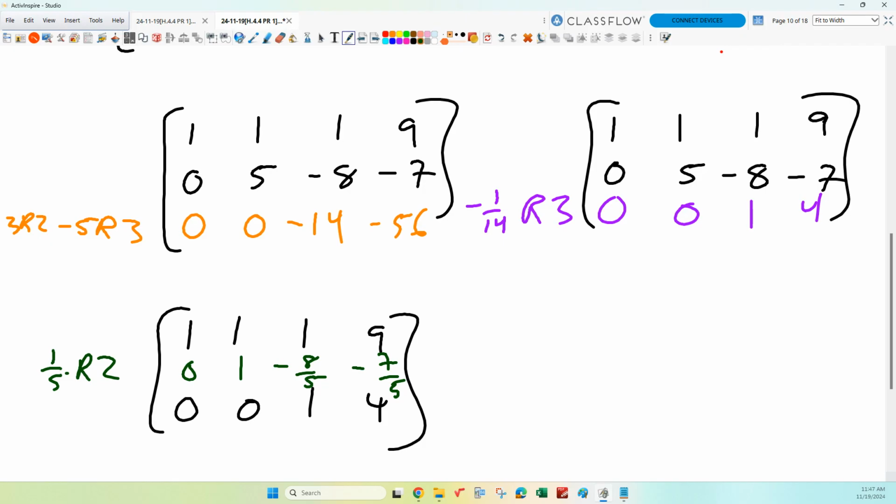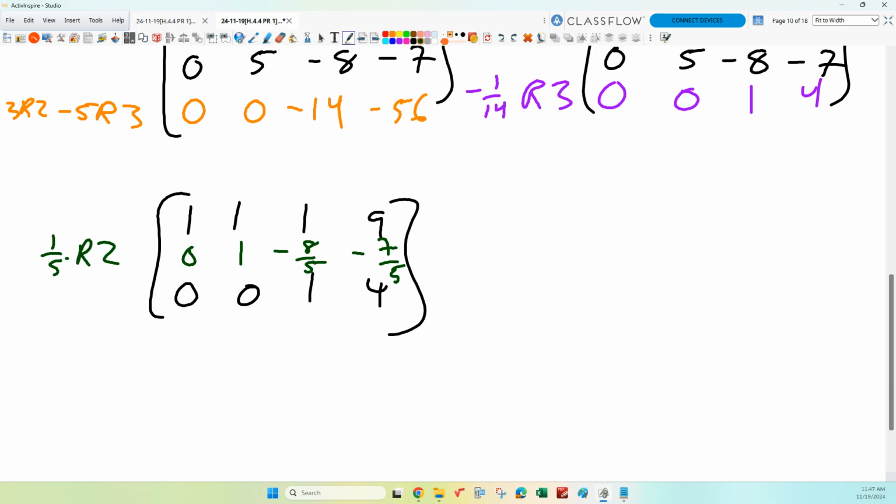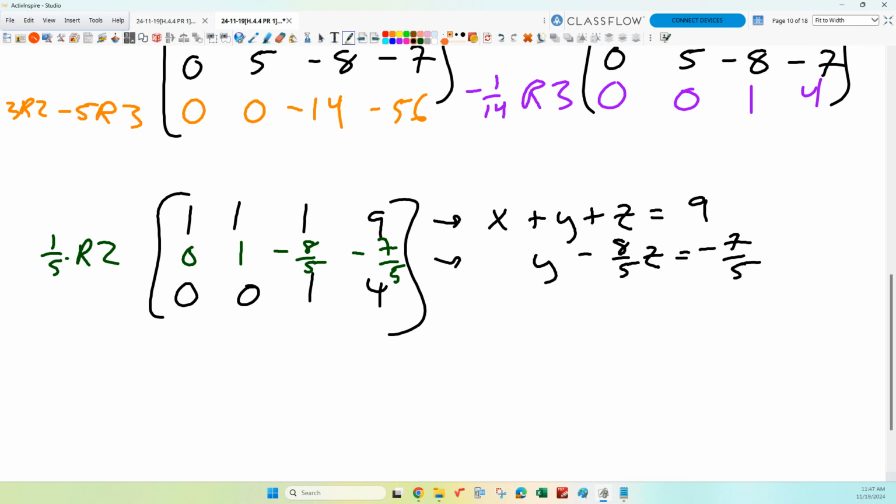So we're there. We're into echelon form. Now let's just convert this back to a linear system and solve it. Okay? So what does the top equation become? 1x plus y plus z equals 9. What's the middle row become? y minus 8 fifths z equals negative 7 fifths. Okay, bottom row. z equals 4.